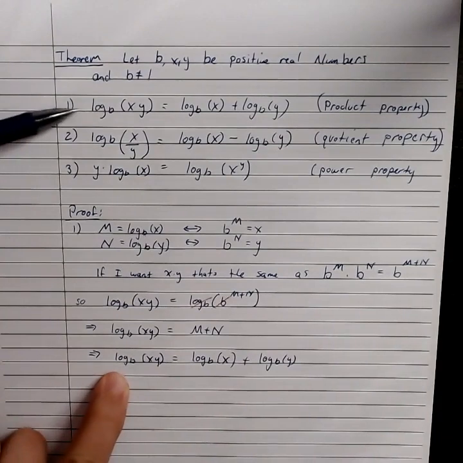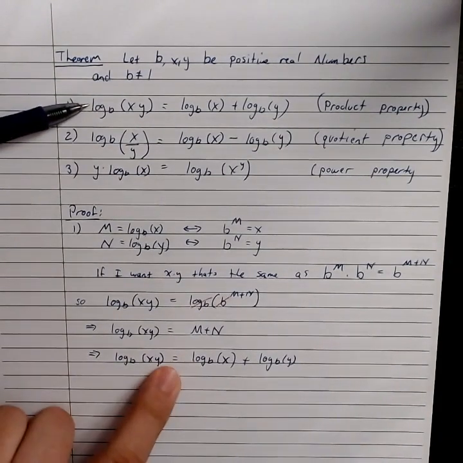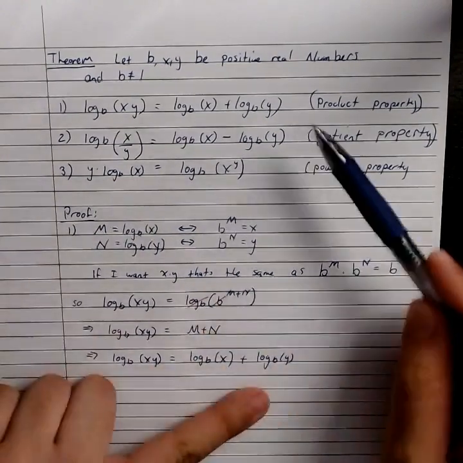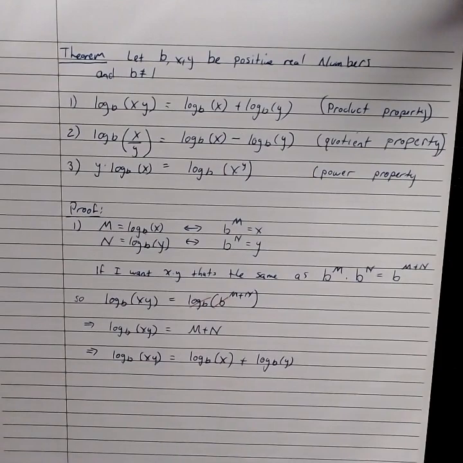Look, that's the first part of our theorem. Log base b of x times y is equal to log base b of x plus log base b of y. That is the product property. The other two properties can be proven in very much the same way.